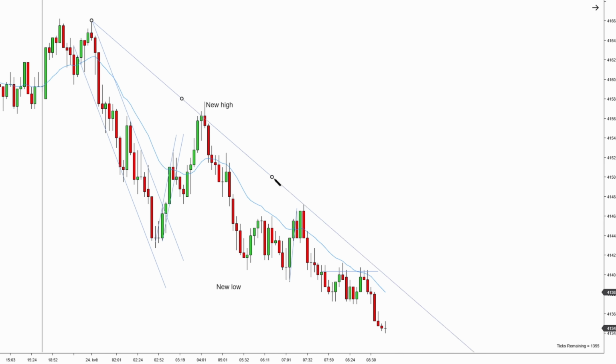And at first I was looking for a channel like this. I'm going to connect the first two major swings. First swing, second swing. I'm just going to copy it, put it at the bottom. And right now I'm trading a clear bearish downtrend.